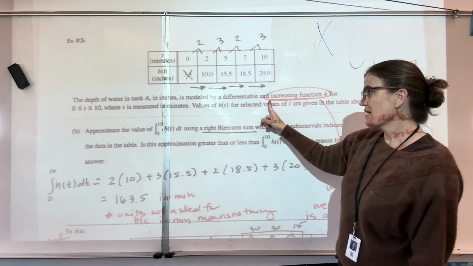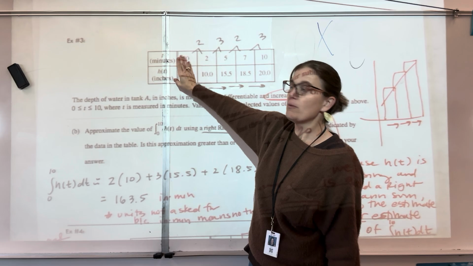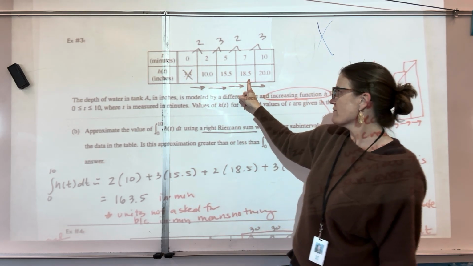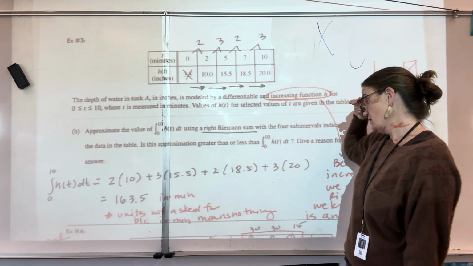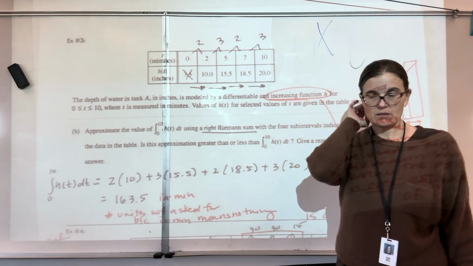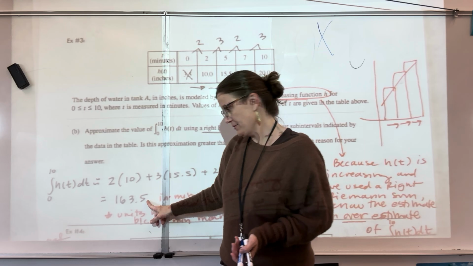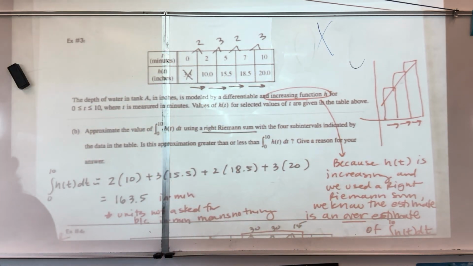And then because this is a right Riemann sum, I knew I wasn't using the leftmost data point. So I used the 10, the 15.5, the 18.5, and the 20. If you actually multiplied and added those up, it looks like it was 163.5. And the units on this, oh, there were units, but it's just weird, right? Units not asked for because inches times minutes means nothing, I said.